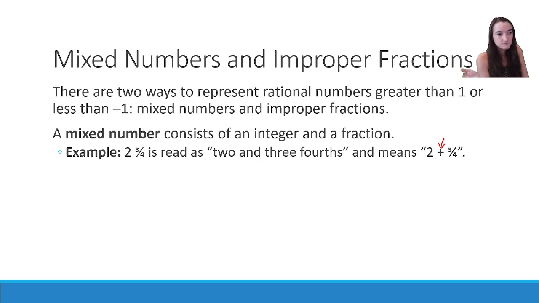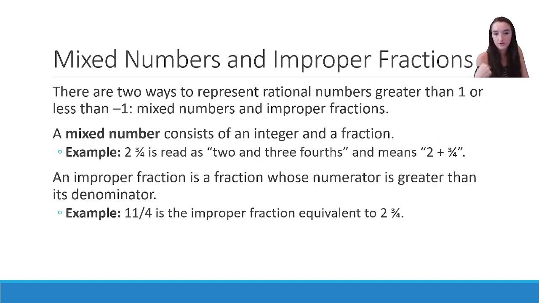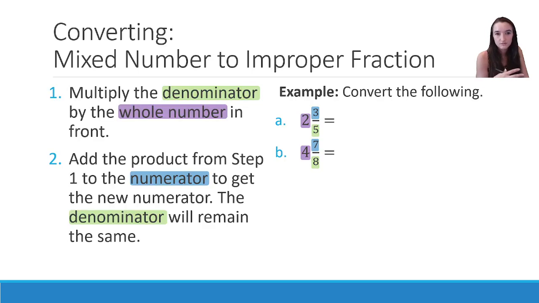That's all it means. An improper fraction, on the other hand, is a fraction whose numerator is greater than its denominator. Proper fractions have smaller numerators, like 1/2. But if I write 3/2, that is an improper fraction because it has a higher numerator. So 11/4 is an improper fraction that is actually equivalent to 2 and 3/4. But how do I figure that out? Let's talk about conversion. Our first type of conversion is converting mixed numbers to improper fractions.